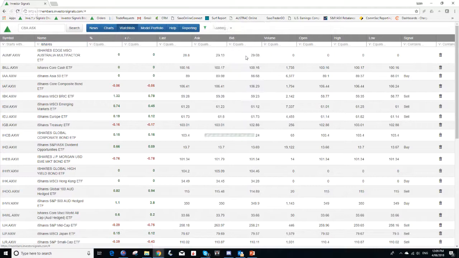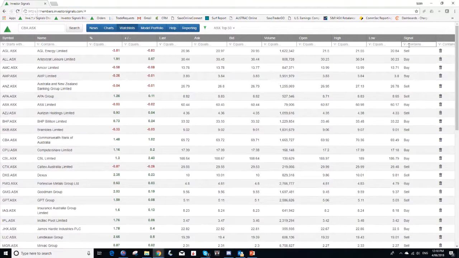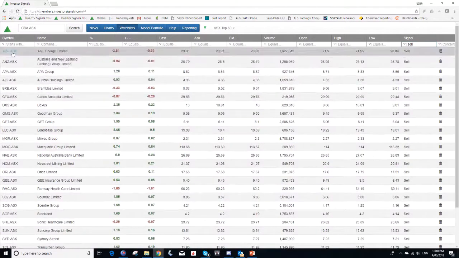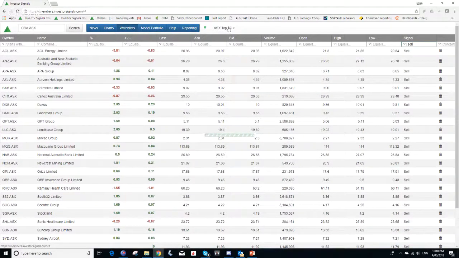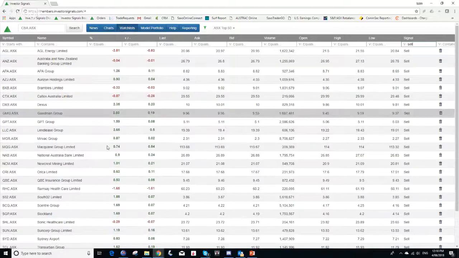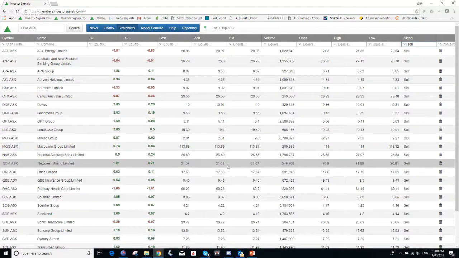If I was in, say, the ASX 50 and I only wanted to see stocks that have sell conditions, I could come across to here, type in sell, hit enter. And then we'll use this as a function for identifying shorting opportunities. And then we'll conclude shortly with a reminder of the stocks to keep on your watch list. So what I've done here is I've selected ASX 50. I've turned on the filter and I've typed in the word sell over here. And therefore, it's now only showing me stocks within the top 50 that actually are in sell conditions. So if I was more inclined to be looking for shorting opportunities in the market, this is a way that I'd go about doing it.